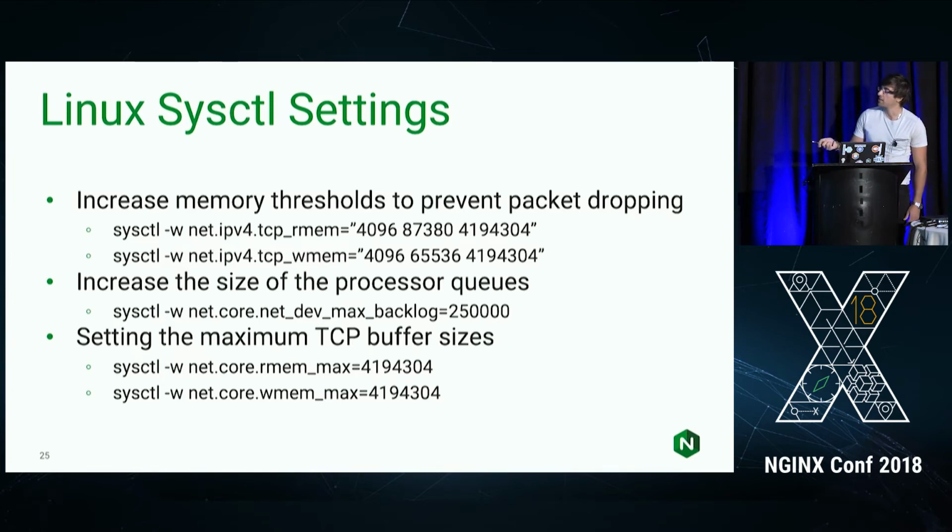Another thing you could do is increase the size of the processor queues. So when you're getting incoming connections and you're not fully utilizing all the CPU queues, some of them are overloaded. So you might want to mitigate dropping incoming connections, so you can go ahead and set them to a bigger number. Here's 250,000.